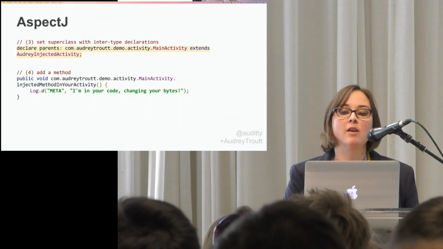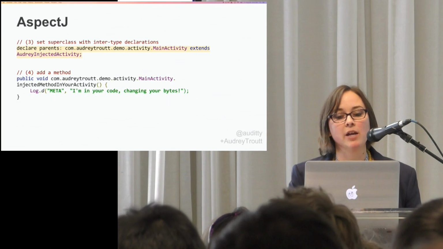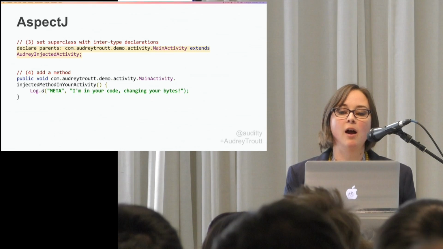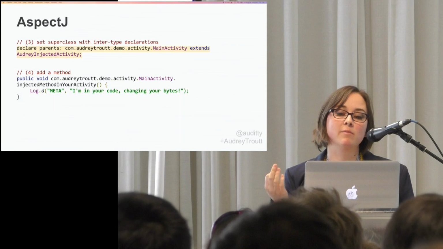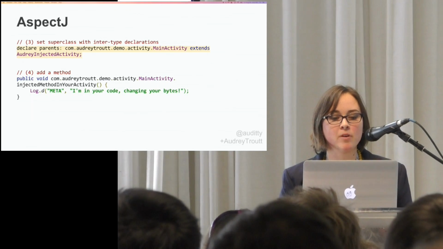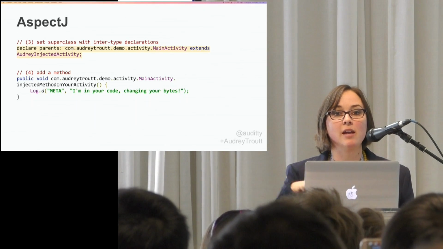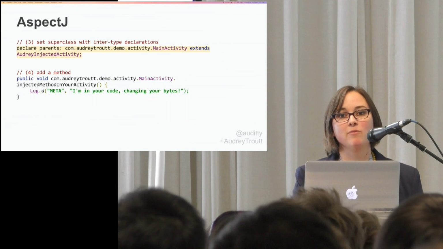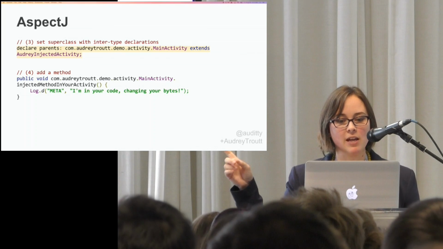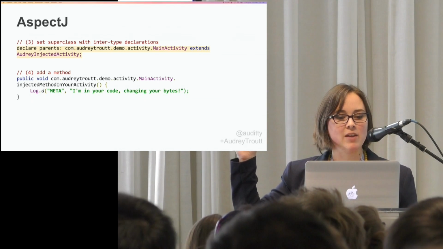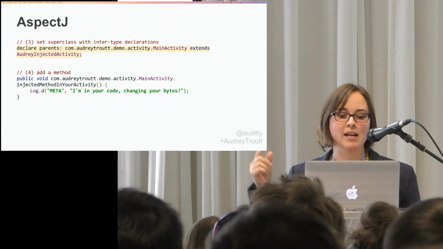With AspectJ, you can not only wrap existing methods and inject new code, but you can also inject new classes and new methods using something called inner type declarations. So here I have an example, just like with the Javassist code I showed you before. I'm actually going to change the inheritance of your activity. I've taken my main activity and I've made it extend Audrey injected activity.